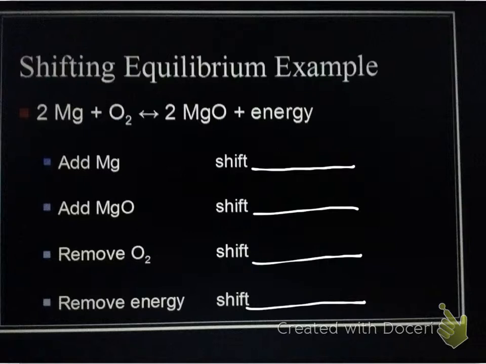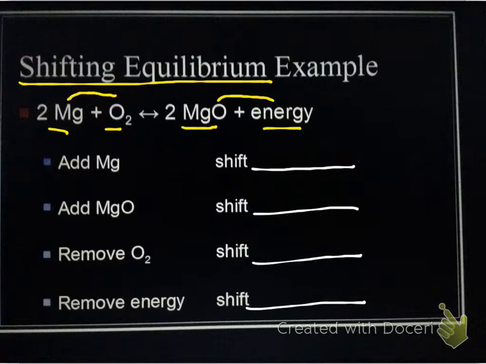Okay, so let's take a look at shifting equilibrium. So in this reaction, I've got magnesium and oxygen reacting to form magnesium oxide and energy. This also means that if I add energy to magnesium oxide, that'll form magnesium and oxygen. So what we need to take a look at is what happens when I add or subtract any of this from either side.